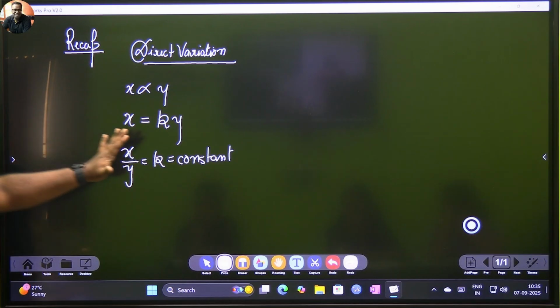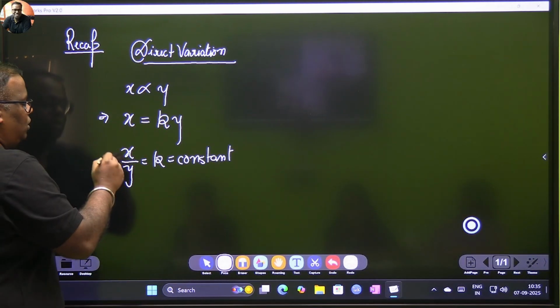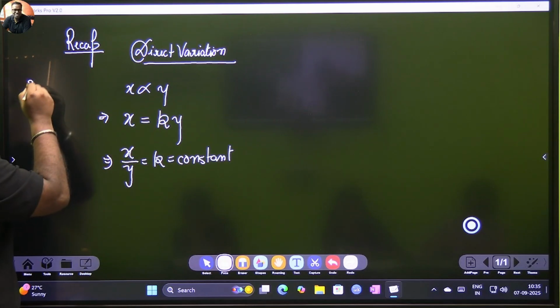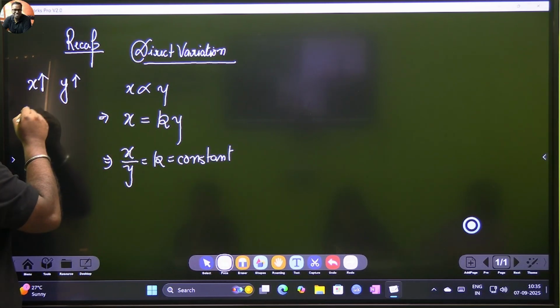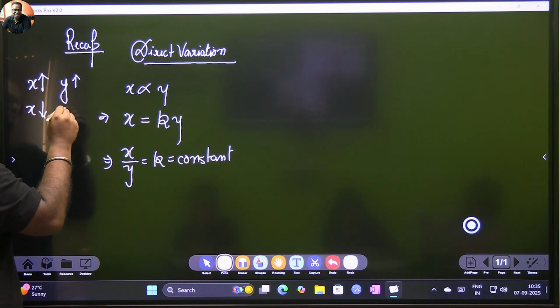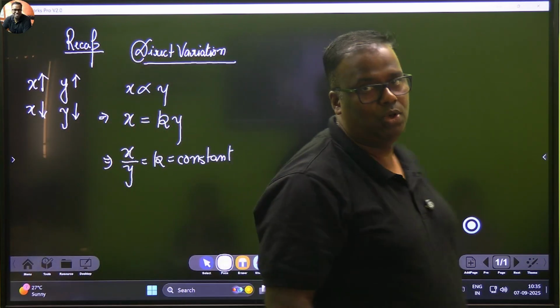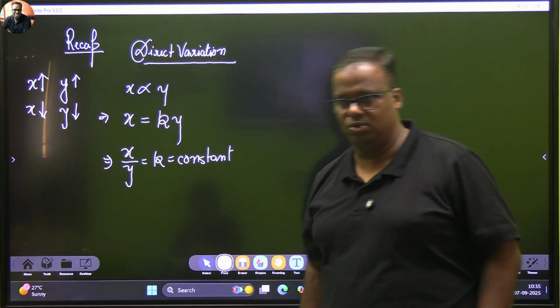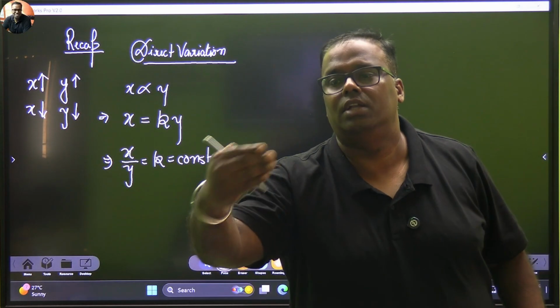Anyone has doubt in this understanding? Tell me. No. Okay. Further, we know that direct proportion is very easy. If x goes up, y has to go up. Similarly, if x goes down, y has to go down. Check whatever I have spoken so far. Do you have any issues in understanding this? Okay. And all the problems that you solved so far were all direct variation.